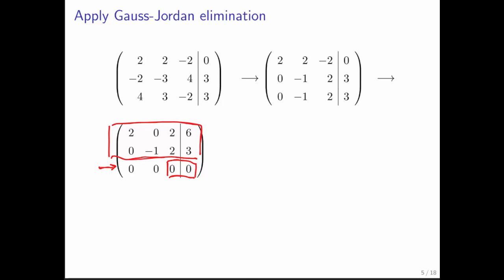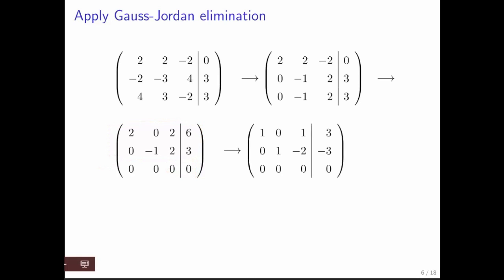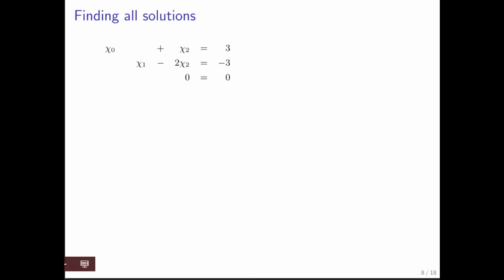That means it's underdetermined. Now if we go one step further and place 1s on the diagonal, we get here. If we translate that back into a linear system, we get this. The question now becomes how to identify all possible solutions to this system of linear equations. And this is how we're going to do it. Here's the linear system again.